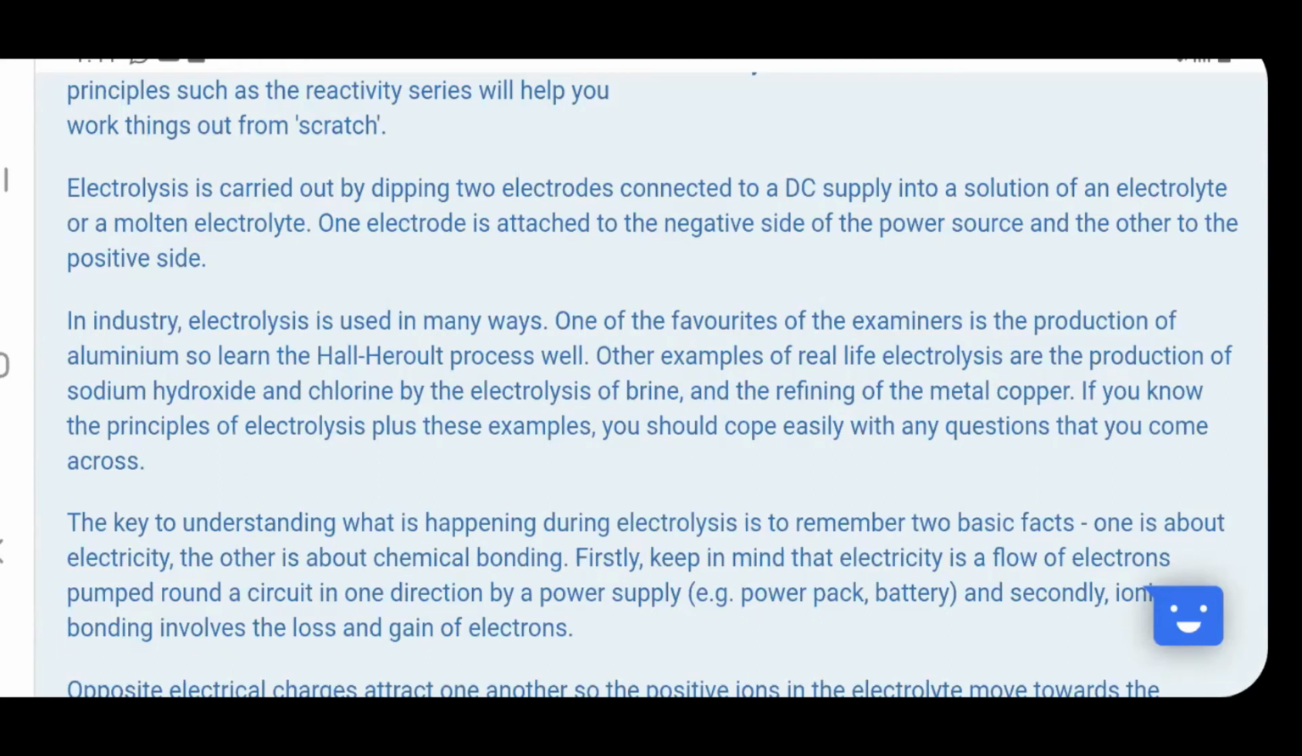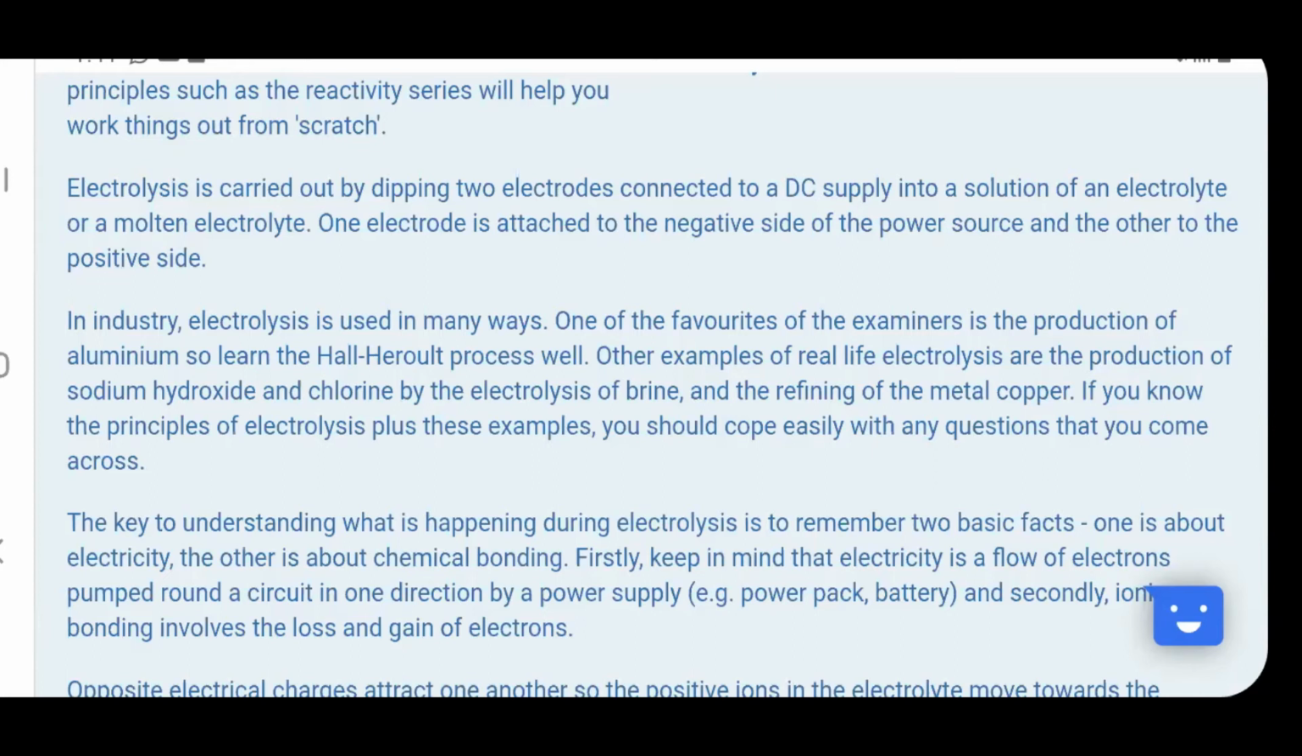So now this is something you will have to learn, and I will have to teach you this too. It is called the Hall-Héroult process. It's two scientists that came together. The title is Hall, and the other one is Héroult. Process. Well, you need to know that. I'll tell you more about that process as we go on. Other examples of real-life electrolysis are the production of sodium hydroxide and chlorine by the electrolysis of brine.